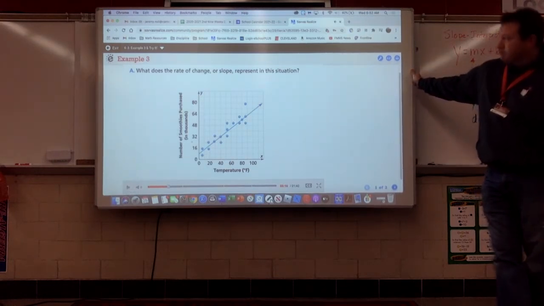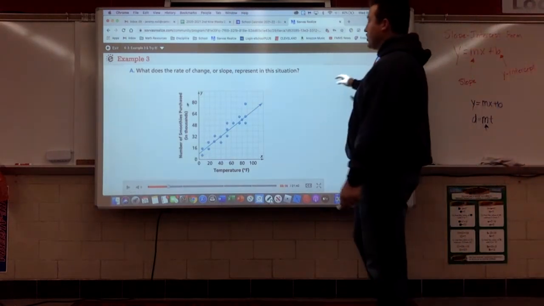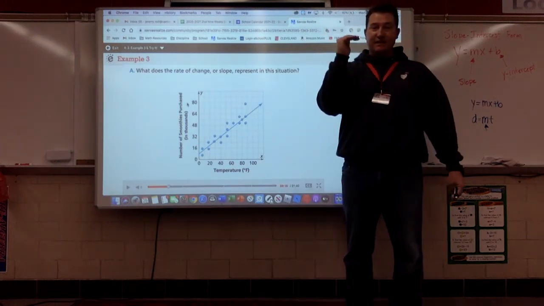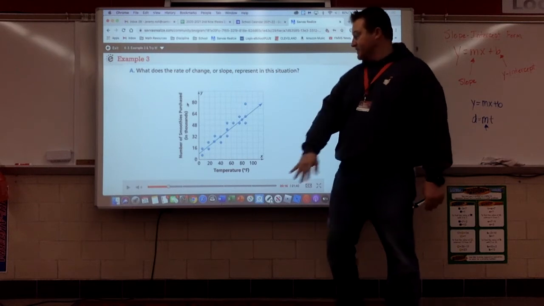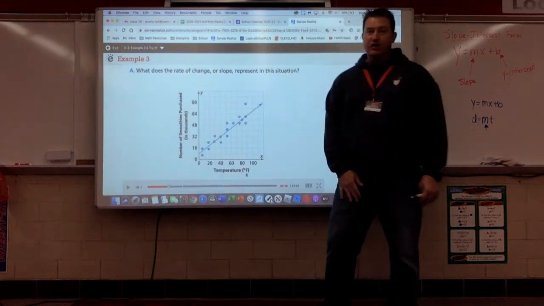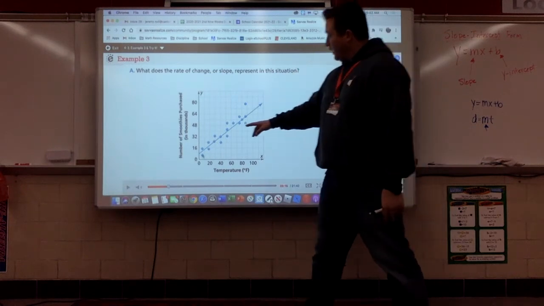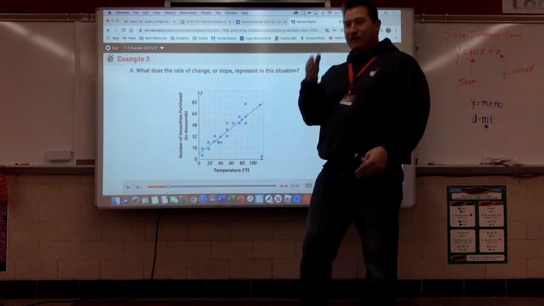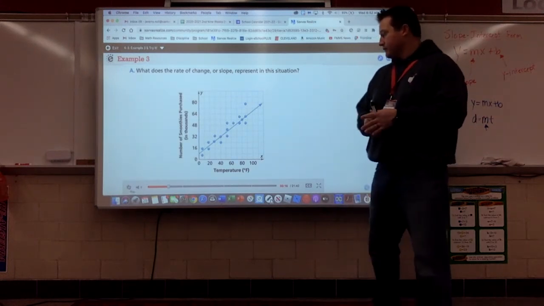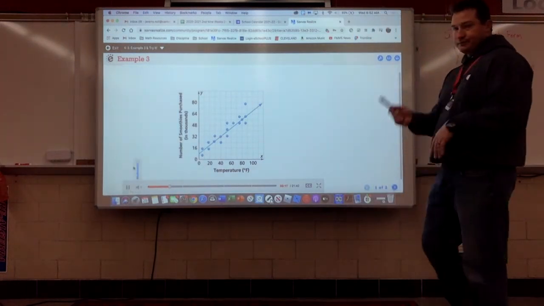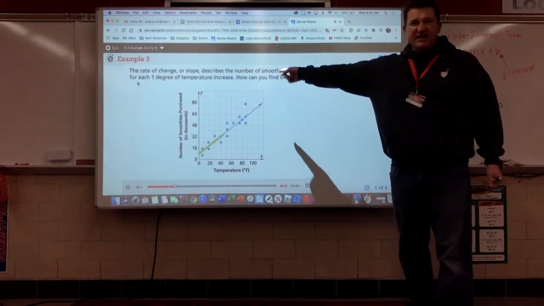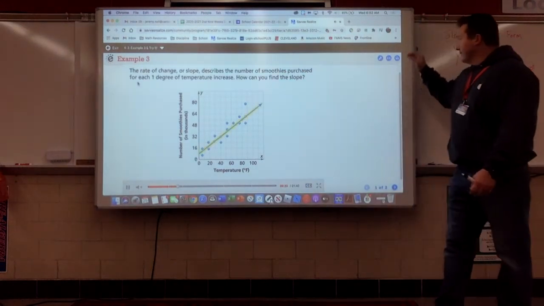What is the rate of change or slope? So again, guys, rate of change, slope, is y over x. So it's this many y's for this many x's. So it's the number of smoothies purchased for the temperature. If you think of it as the number of smoothies purchased for every 1 degree of temperature increase, that's what we're after. The rate of change or slope describes the number of smoothies purchased for each 1 degree of temperature increase.